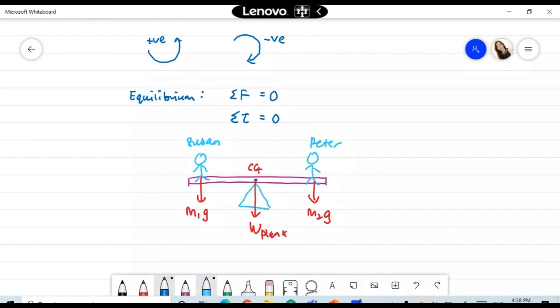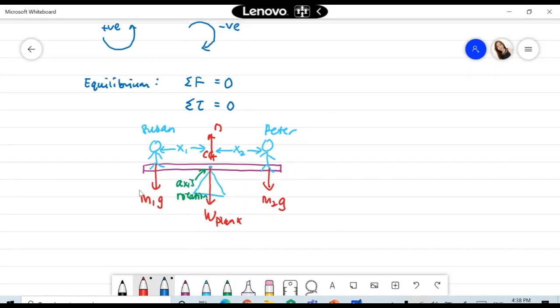Now, Susan is sitting at a distance x1 from the axis of rotation, so I assume that here is the axis of rotation for the system. And Peter is sitting at a distance x2 from the axis of rotation. Another force is the normal force N exerted on the plank by the fulcrum. The forces m1g, the weight of the plank, m2g, and the normal force are all vertical, either upward or downward. So the summation of F along the y component is equal to 0. There is no force along the x component.